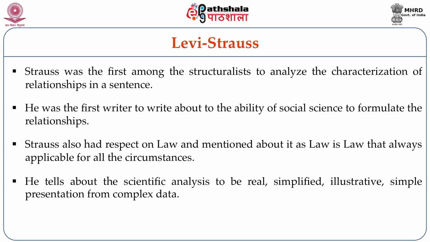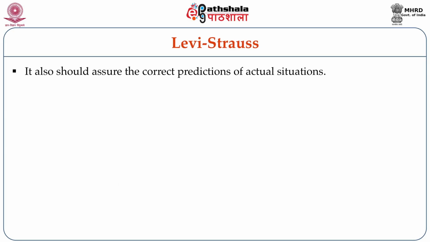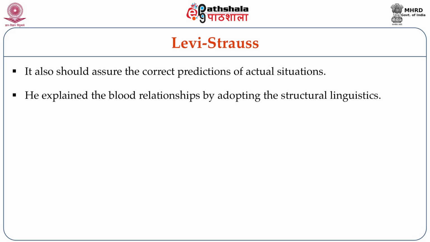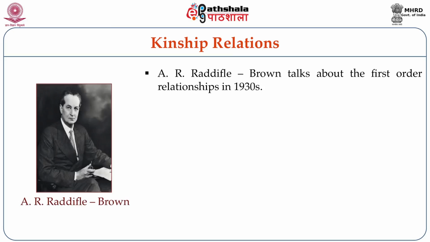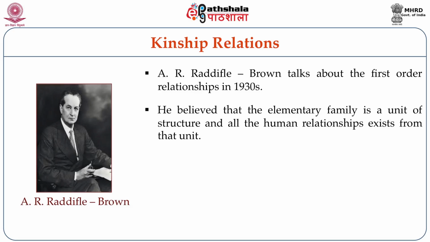It also should assure the correct predictions of actual situations. He explained the blood relationships by adopting the structural linguistics. Next, kinship relations. A.R. Radcliffe-Brown talks about the first order relationships in the 1930s. He believed that the elementary family is a unit of structure and all the human relationships exist from that unit.